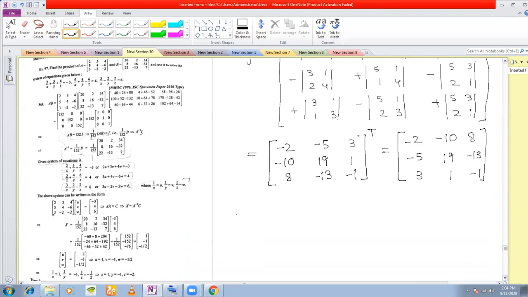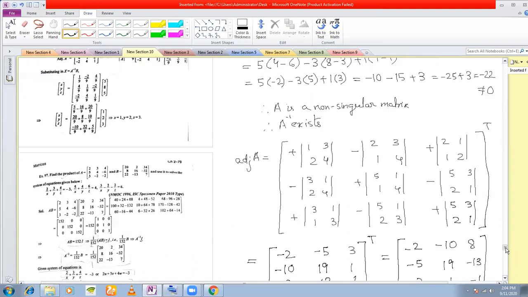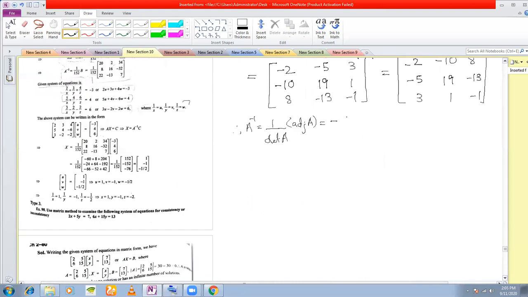Therefore, what is your A inverse? A inverse is equal to 1 by det A into adjoint of A. So you have 1 by det A. How much had we found? We had found minus 22. So this is minus 1 by 22 times adjoint. And my adjoint here is minus 2, minus 5, 3, minus 10, 19, 1, 8, minus 13, minus 1. Okay, so we have found out the inverse.